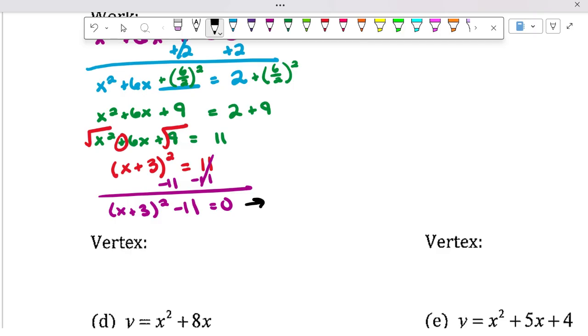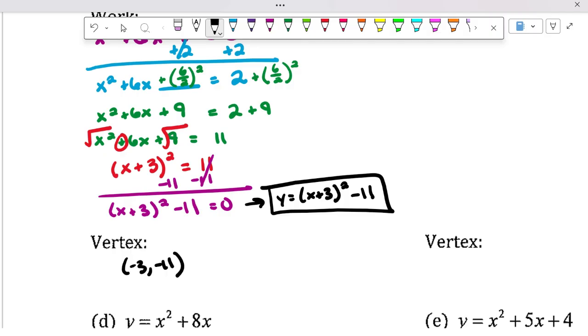So if I pretty it up a little bit, I get y is equal to x plus 3 squared minus 11. So you cannot subtract that 11 back over until you factor that trinomial. And remember, it's going to be a perfect square, so you should get the same binomial squared. You just take the square root of the first, square root of the last, keep the sign in the middle. So based off of that, what's my vertex? -3, -11. Good.